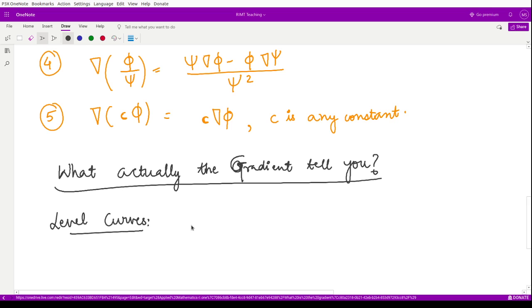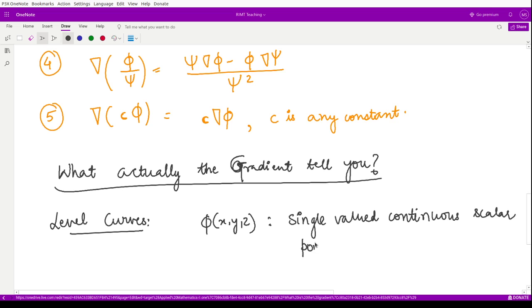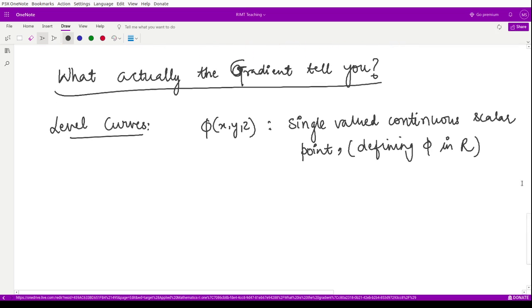So for defining level curves, say phi of x, y, z is some single valued continuous scalar point function. This is the given function to us, which is known as phi, and we are defining phi in the region R. So this is our region, a 3D region. And if we assume P of x, y, z to be some point in the region R, right?